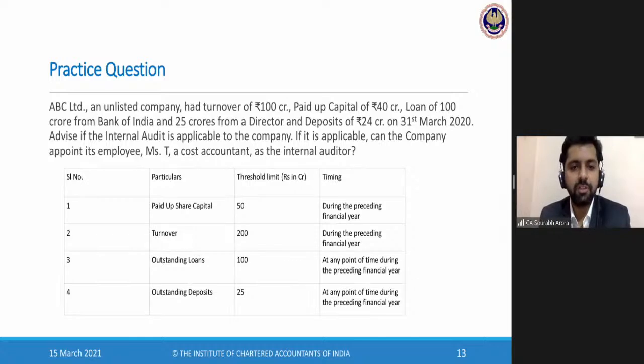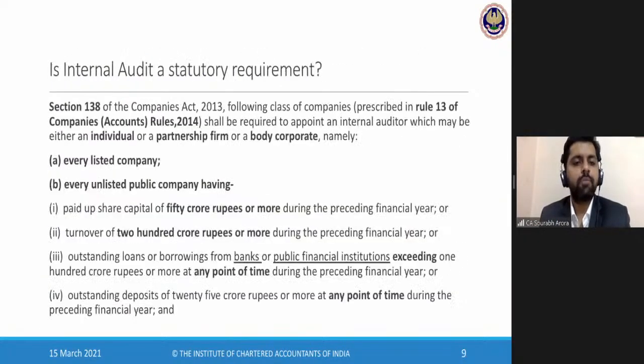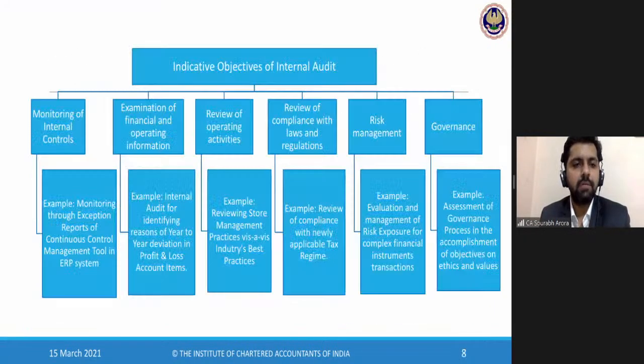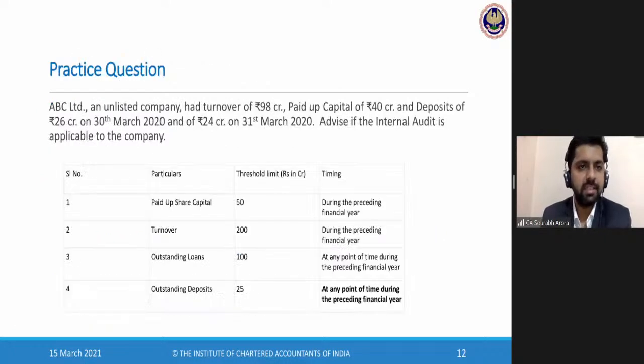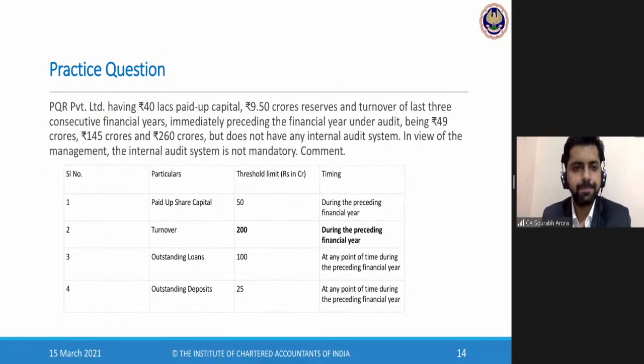The second part of this question is, can the company appoint its employee Ms. T, a cost accountant, as the internal auditor? As we have read over here, yes, an employee can be made the internal auditor of the company, and we'll discuss the independence in case of employer-employee relationship in the later part. But yes, for now, we can say that a cost accountant who is an employee can be appointed as the internal auditor. No issues with that.